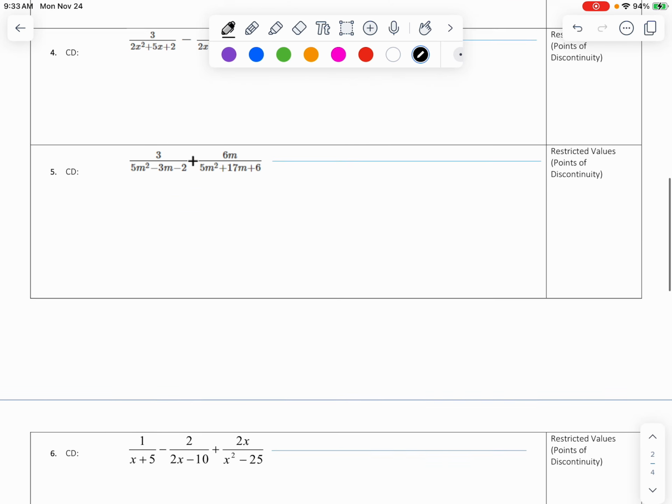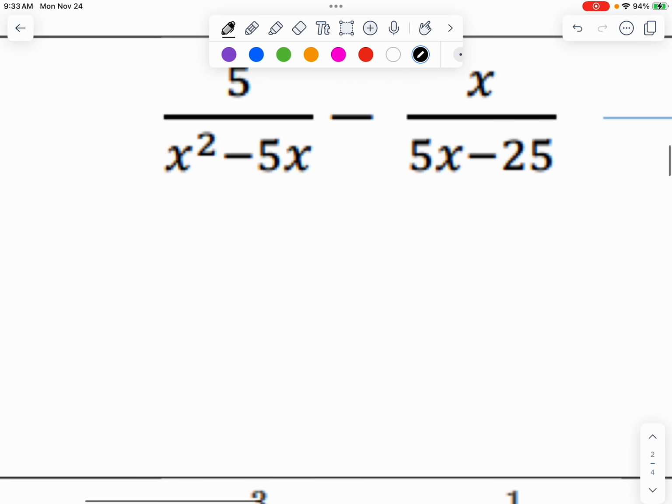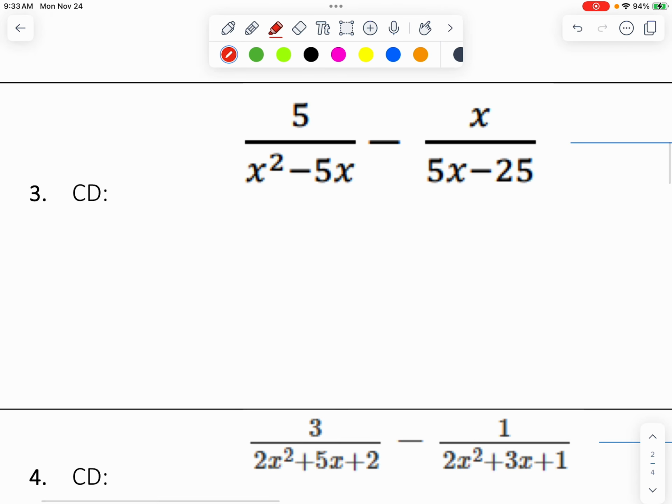Number 3. Looking at these, you should notice that they're not the same. However, this does factor, and so does this. I would ask that you pause the video and try factoring them. They're both GCF problems.